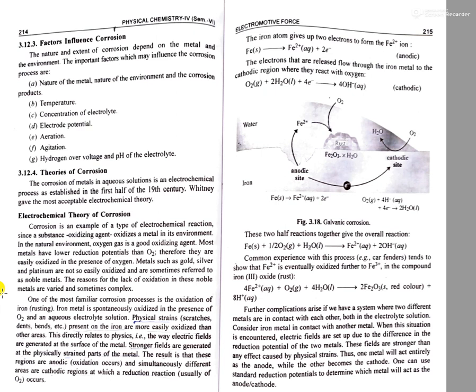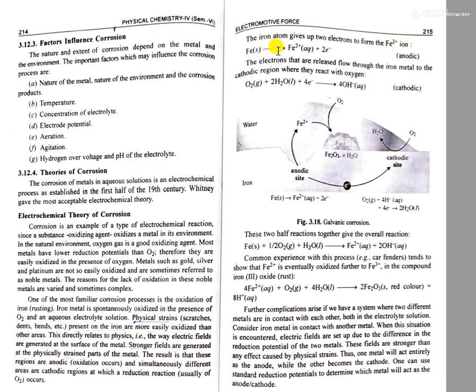As a result, these regions are anodic. That is, in these regions oxidation occurs more easily, and simultaneously the adjacent areas are cathodic regions where reduction occurs easily. So let us see the oxidation reduction reactions taking place at the surface of an iron metal. Here you can see on the next page, an iron atom gives up 2 electrons to form Fe2+.